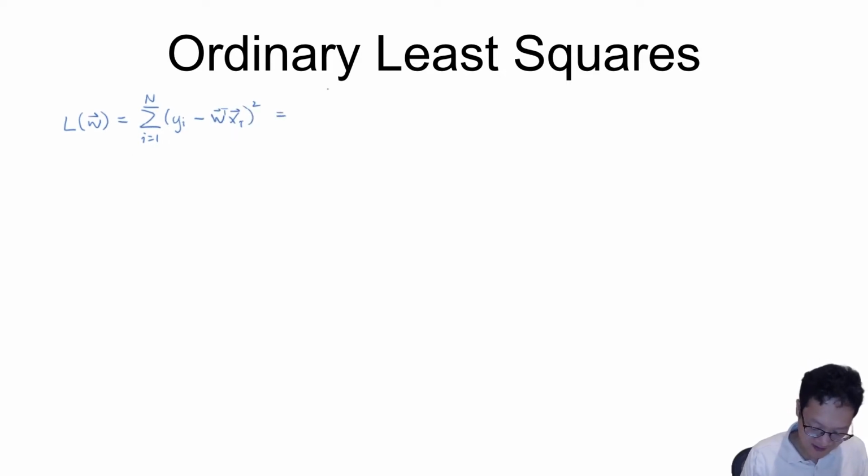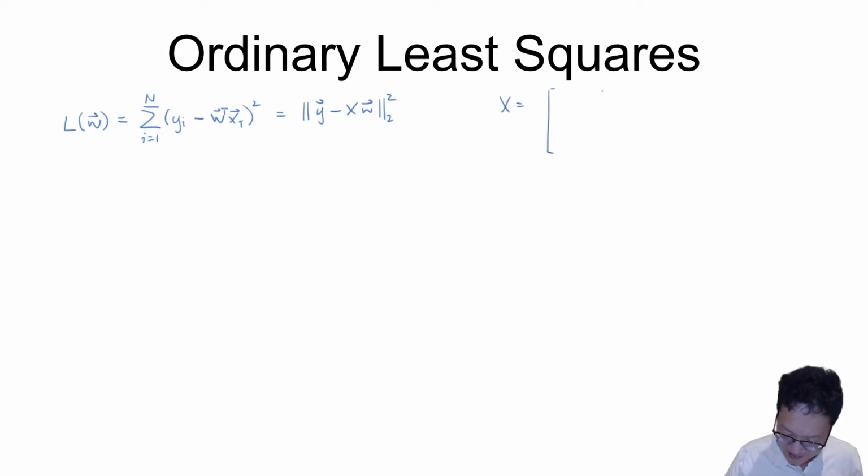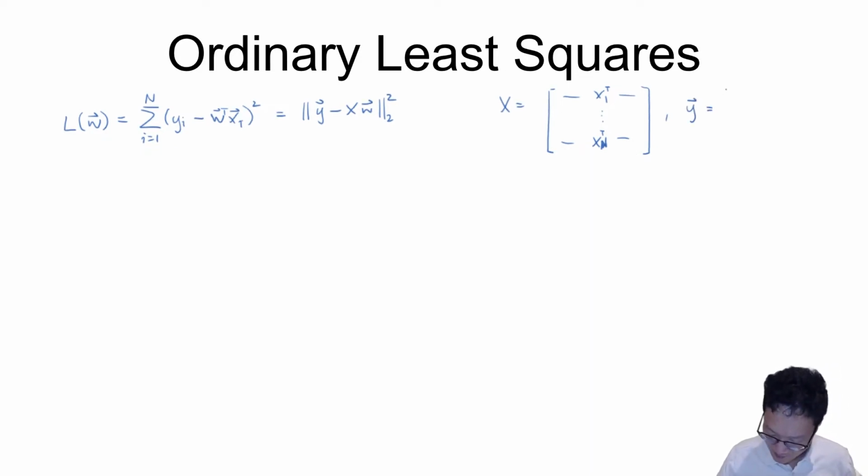We did some math and convinced ourselves that, first of all, this is actually a 2 norm. So this is the matrix X times w, where X is a matrix of all the data points stacked horizontally, and y is all the output data stacked vertically.